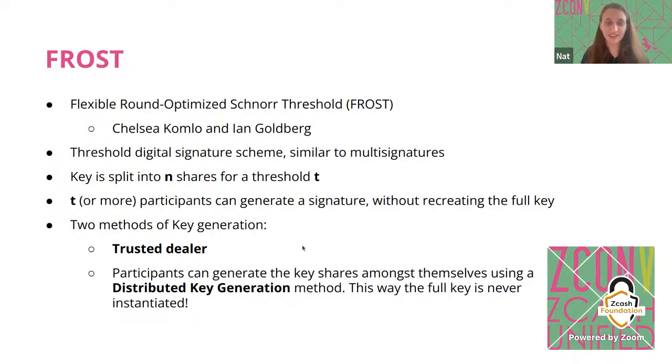So it's similar to multi-signatures, except that your key is split into n shares and for a threshold of value t, which is less than n. That can actually be the same. But t or more participants can generate a signature, and you never need to recreate the full key. So you only have a threshold of participants. It also defines 2 methods of key generation. Either with a trusted dealer, or participants can generate the key shares amongst themselves using a distributed key generation method. And the advantage of this is a full key is never instantiated, which is great for security.